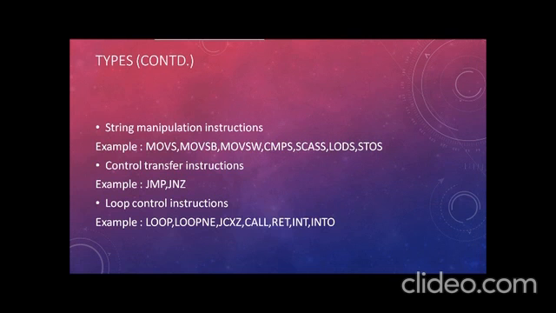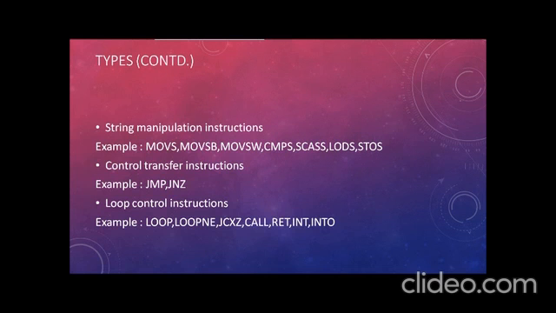Next one is control transfer instruction. Example, jump. It is unconditional jump. It includes loop transfer and subroutine and interrupt instructions. JNZ. It jumps until the counter value decreases to 0.